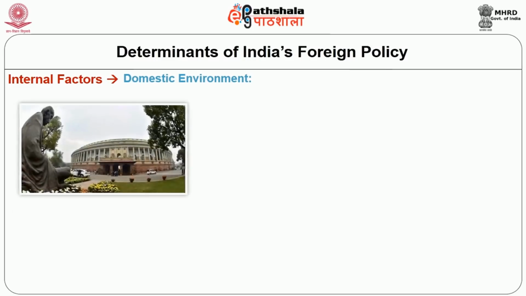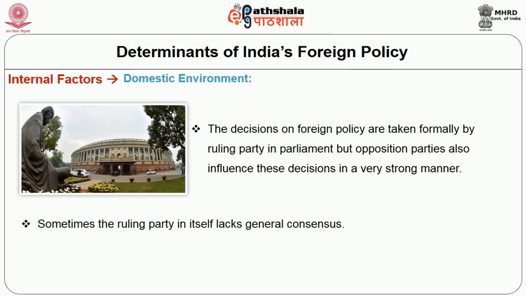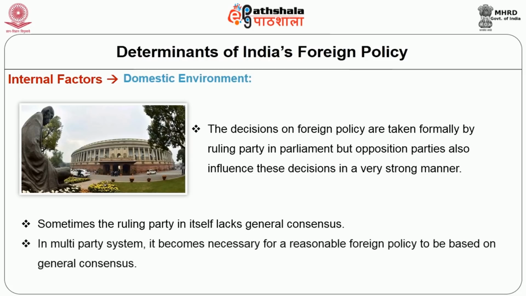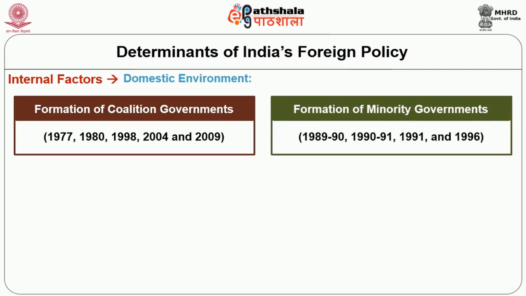Though in a parliamentary system like India, the decisions on foreign policy are taken formally by ruling party in parliament, but opposition parties also influence these decisions in a very strong manner. Sometimes, the ruling party in itself lacks general consensus. In multi-party system, it becomes necessary for a reasonable foreign policy to be based on general consensus. The formulation of coalition government so many times in last two decades and the formation of minority governments at center has been the main reason of this.